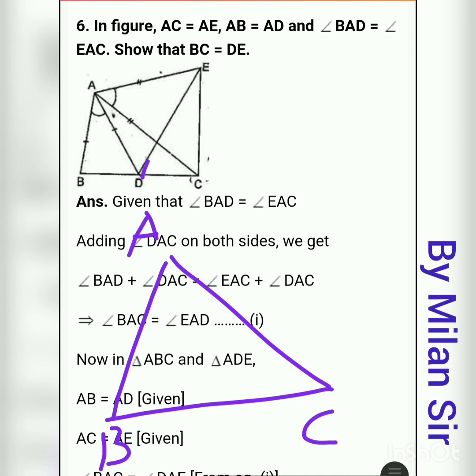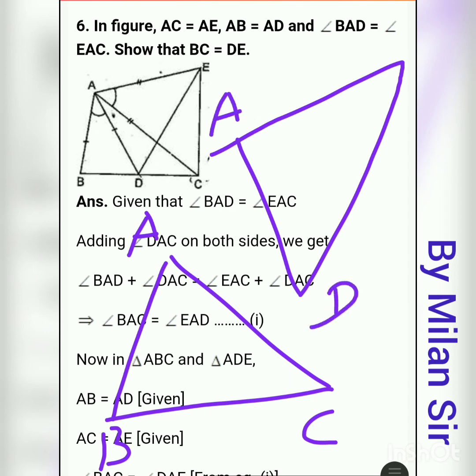And DE is the side of triangle ADE, right? So another triangle we need to consider is ADE. If we prove these two triangles are congruent, then by using CPCT we can prove BC is equal to DE. BC is covered in triangle ABC and DE is covered in triangle ADE. So we need to consider these two triangles.